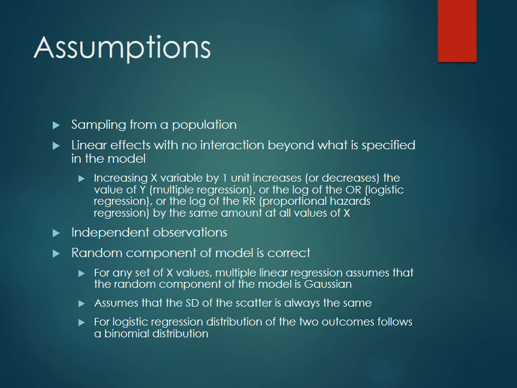So again, the assumptions you should be making when trying to run these types of models are, one, that you're doing random sampling from a population, and that you're going to have linear effects with no interaction beyond what's specified in the model. So increasing the x variable by 1 should increase or decrease the value of y. When we were doing a multiple regression, that's what you're looking at. Or if you're doing logistic regression, you're looking at the log of the odds ratio being affected that way. And if you're doing the hazard ratio, you're looking at the relative risk, right? So they should all be changing by the same amount as you change the x value. If I change it by 1, whatever change in y I get should be proportional throughout the entire range of changes in x.